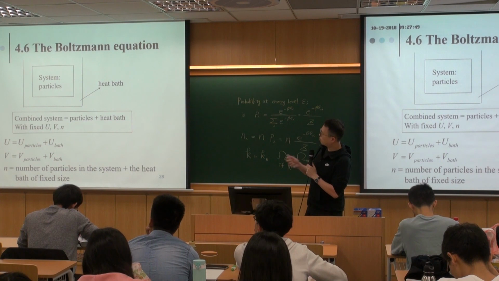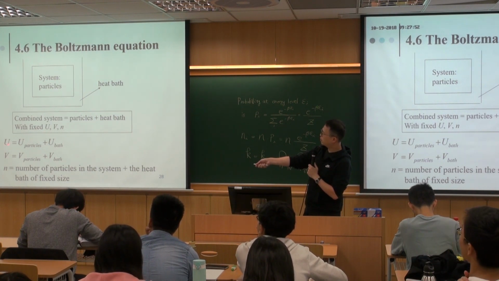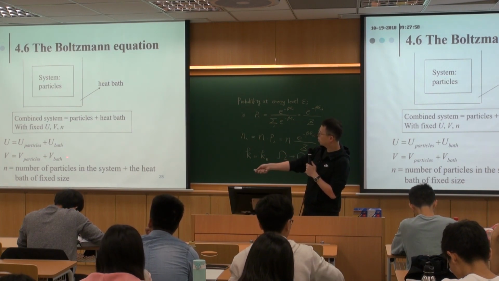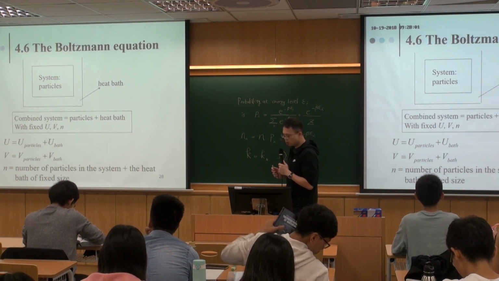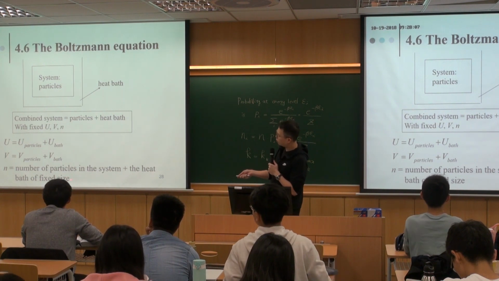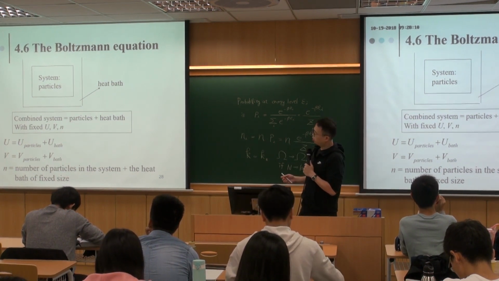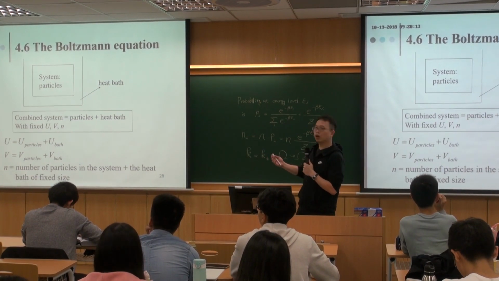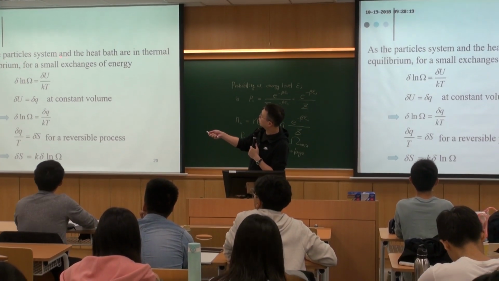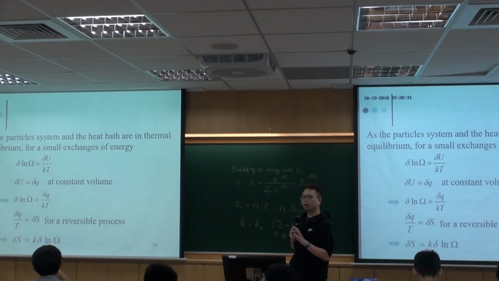So right now we have two constraints. First of all, the total internal energy is a constant, and the total volume is also a constant. And the number of particles in the system and in the heat bath is fixed, which means that there's no particle added into or extracted out of the system. As the particle system and the heat bath are in thermal equilibrium, we know from the zeroth law of thermodynamics that the temperature should be the same.